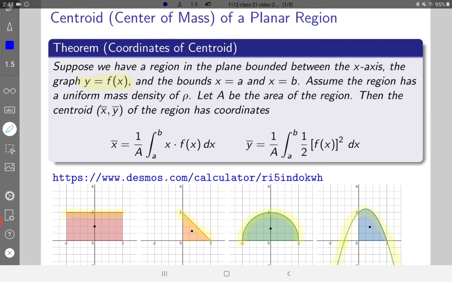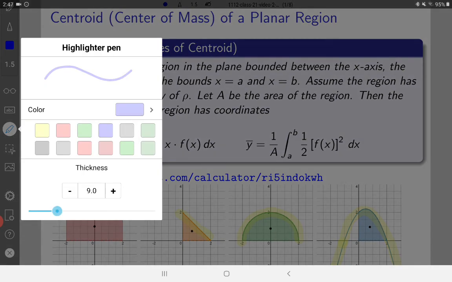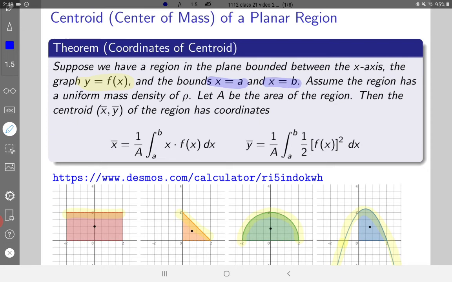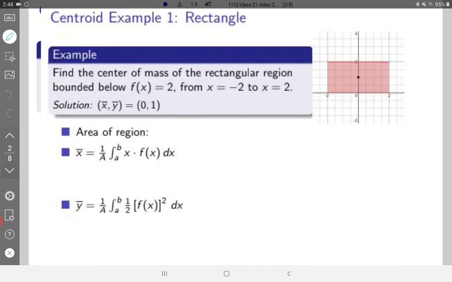And between some bounds, x equals a and x equals b. So in the rectangle example, those are the left and right boundaries here and here. For the triangle, it's those. For the semicircle, it's those -2 and +2. And for the parabola example we're going to get into later, it's going to be between 0 and 2. We'll do some algebra to figure those out. Then the centroid, the center of mass of that region, has x and y coordinates given by these two integration formulas down here that we derived in the previous video. Let's start applying these to some examples.